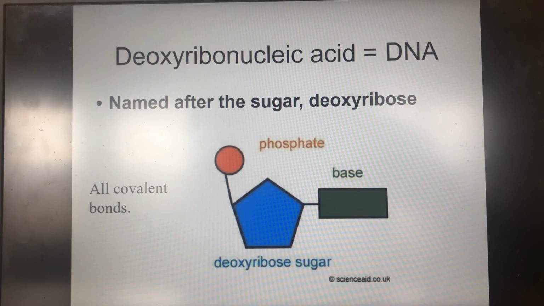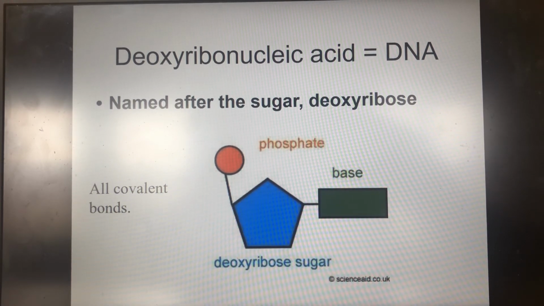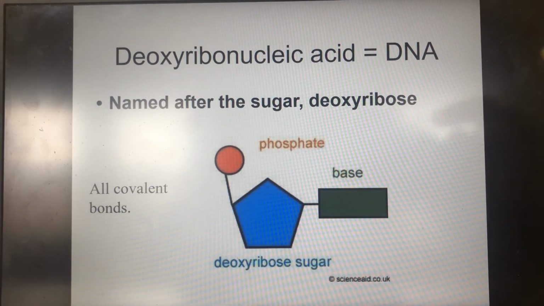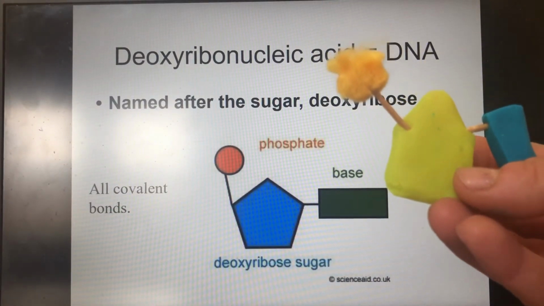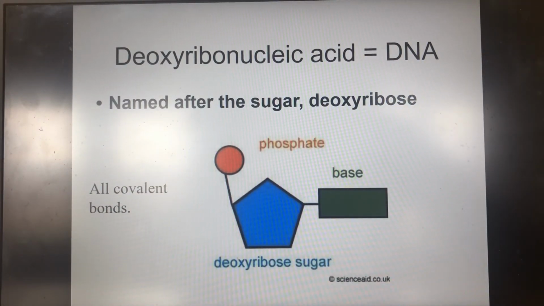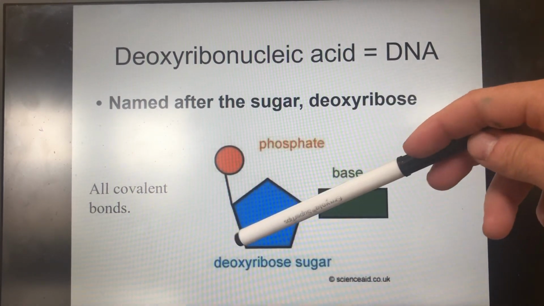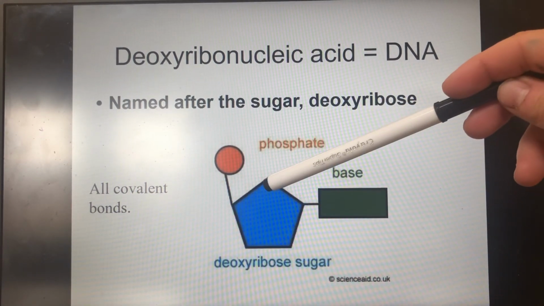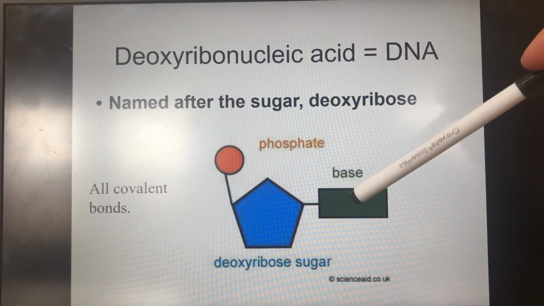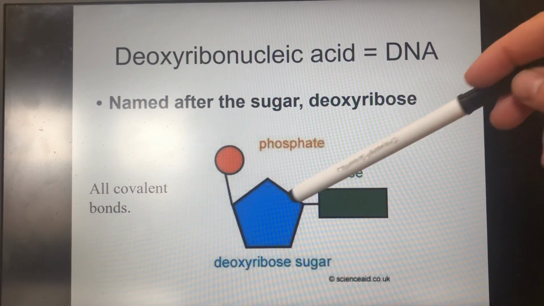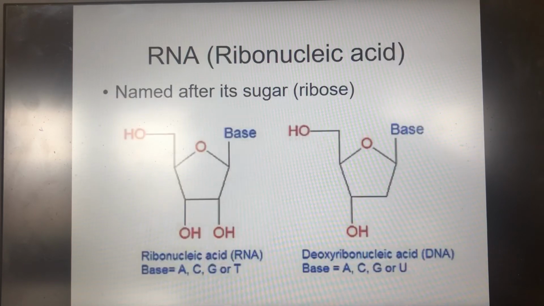All of the bonds that are found in this subunit right here are covalent bonds. So this is a covalent bond. That means it's a very strong bond between phosphate and the 5-carbon sugar. And this is a covalent bond between a base and the 5-carbon sugar.